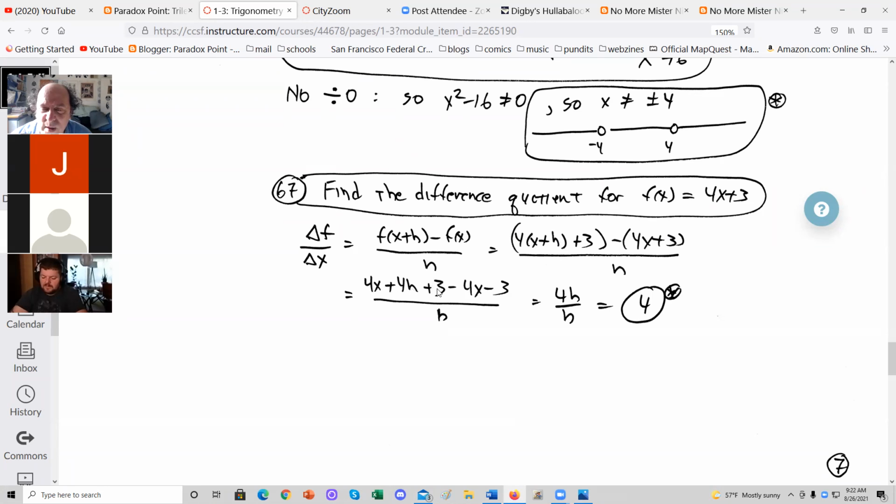All right, we expand this, distribute that. 4x plus 4h plus 3 minus 4x minus 3 all over h. Plus and minus 3 cancels. 4x minus 4x cancels. We're left with 4h over h, and that's 4.